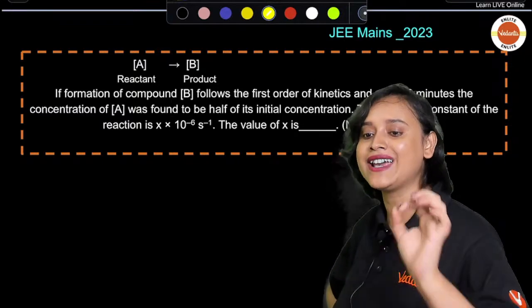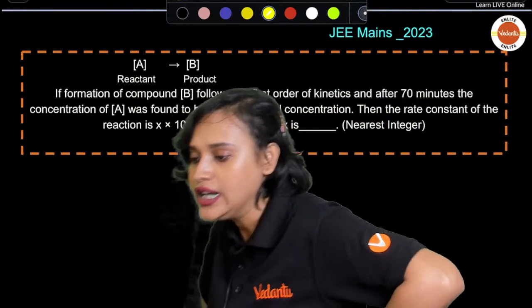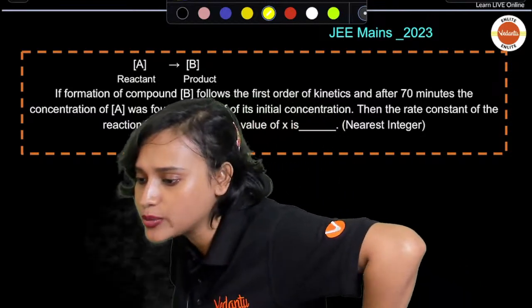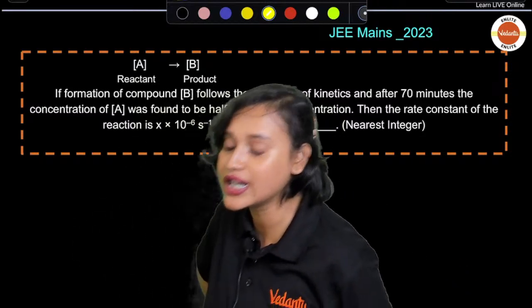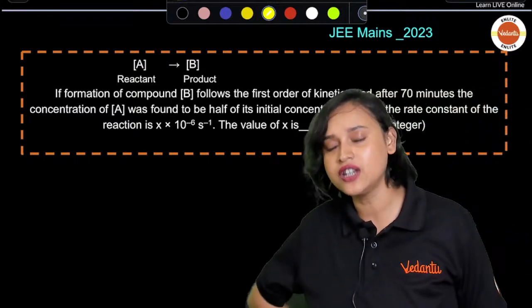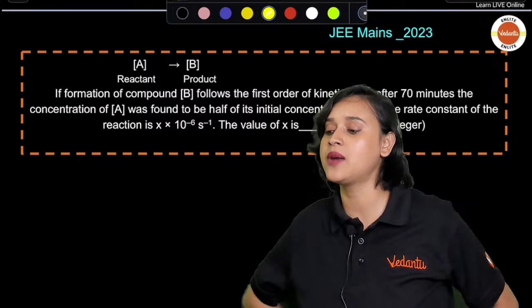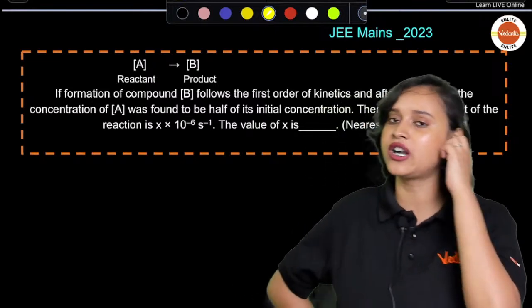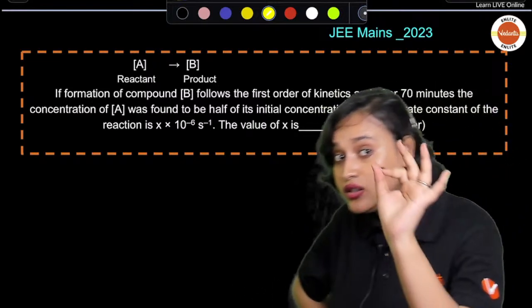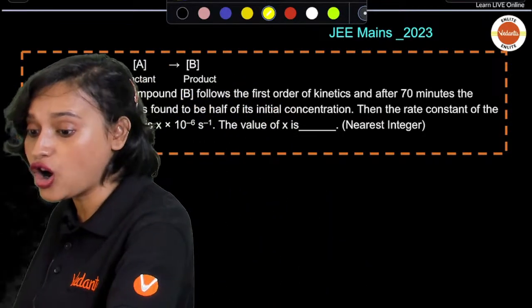The value of X is what? Nearest integer you have to calculate. The stoichiometric coefficient becomes the power of concentration when it is an elementary reaction. In case of an elementary reaction, we do see that the coefficient becomes the power, but not generally, not always, everybody.